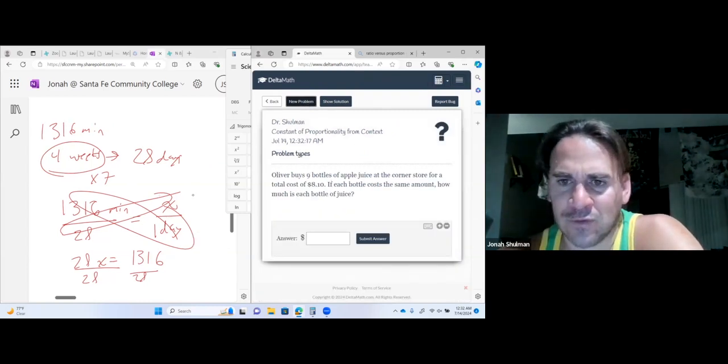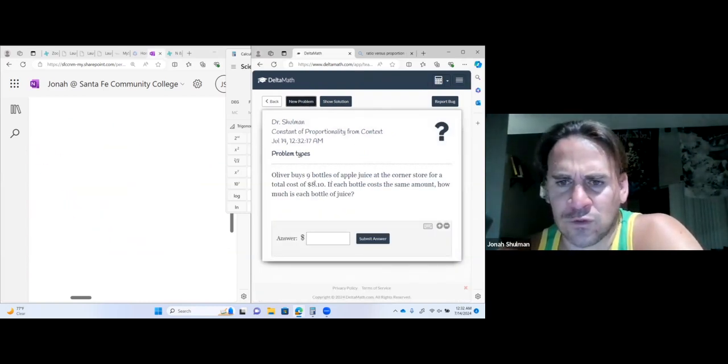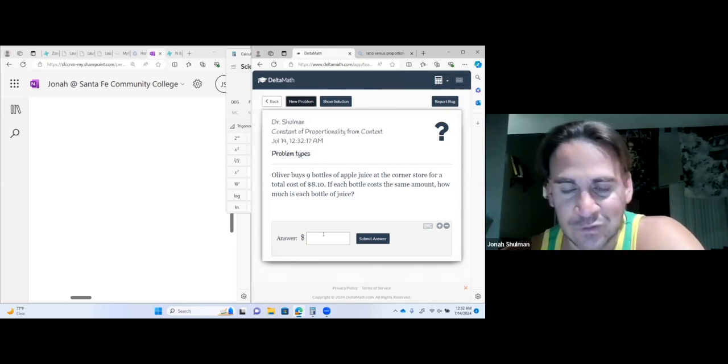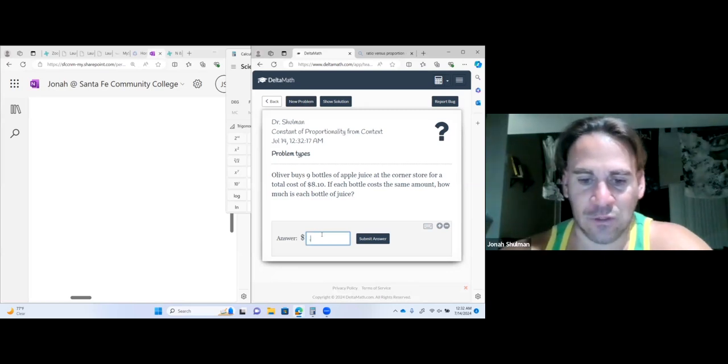Oliver buys 9 bottles of apple juice at the corner store for a total cost of $8.10. If each costs the same amount, how much is each bottle? Well, you just divide. 9 goes into 81. I believe it's going to be 90 cents. Did I just do that in my head?